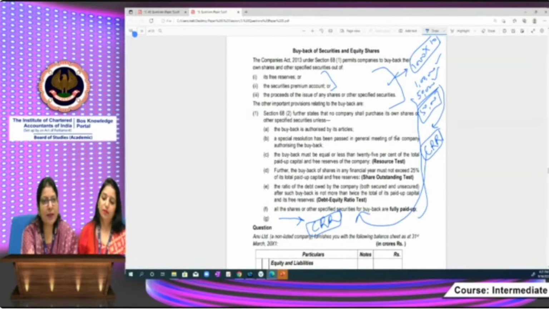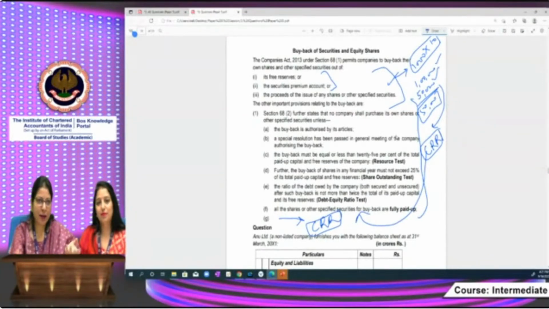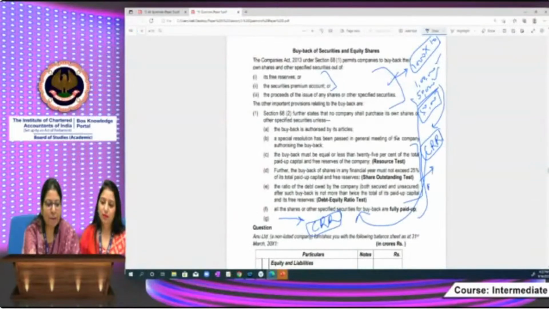So these are the conditions which must be complied with for buyback, and there are three tests which are also to be applied. In the question, we are generally not provided the number of shares to be bought back. They generally say in the question that you have to calculate the maximum permissible buyback, that is, the number of shares which can be bought back. You have to consider the provisions of the Companies Act, you have to consider these three tests, and you have to determine the number of shares that can be bought back.